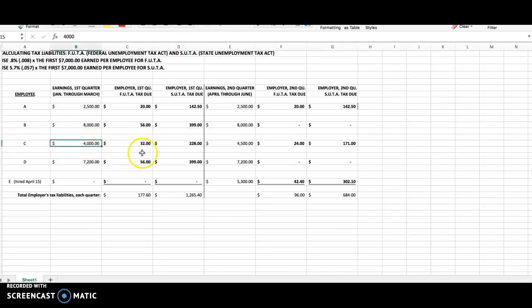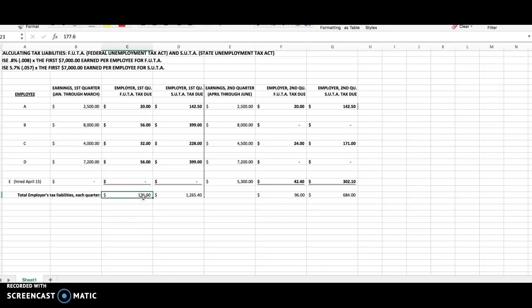Employee C earned 4,000, so we pay on that full amount. The formula again, 0.008 times 4,000, $32. For the state, again, the same 0.057 times that 4,000. Employee D earned 7,200, and again, we only calculate this on the first 7,000. So 7,000 times 0.008 equals 56, and again, 7,000 times 0.057 equals 399. Employee E did not work for us, so obviously there are no calculations there, no earnings.